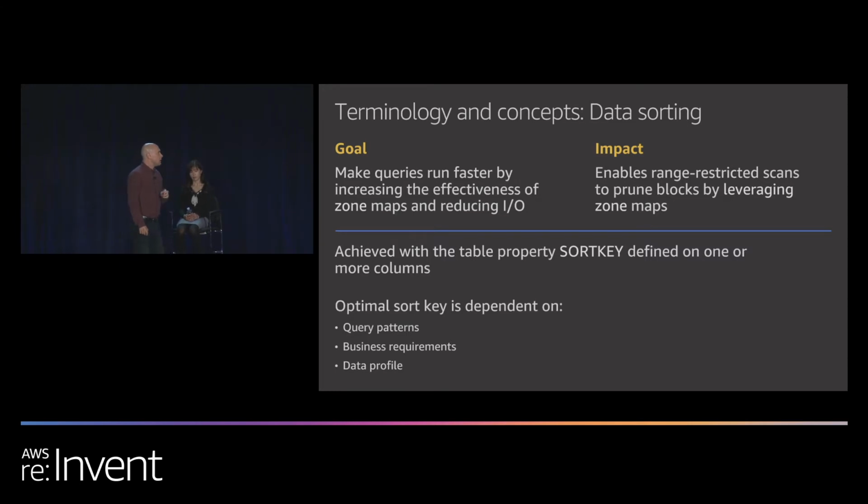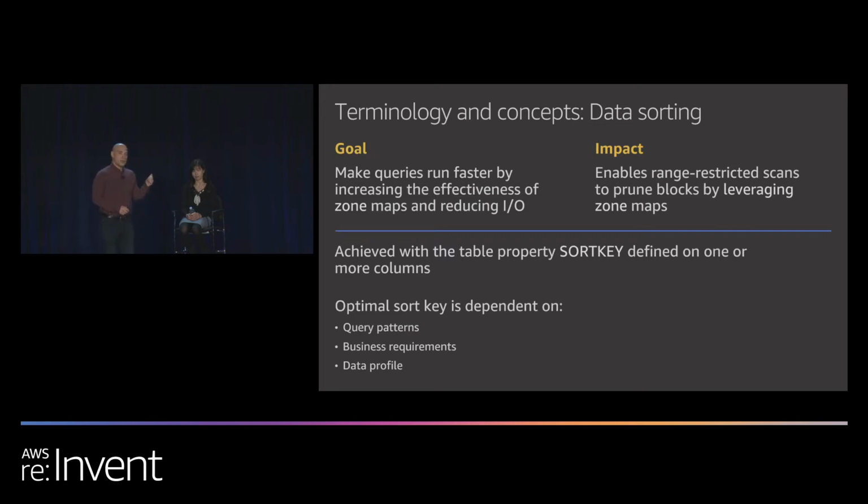The next concept is data sorting. This is also very important in Redshift. We physically sort data on disk on your table. You define one or more columns that you want to sort that table by, and the primary purpose of sorting data is to make the zone maps more effective. I'll illustrate that in about 3 slides from now.